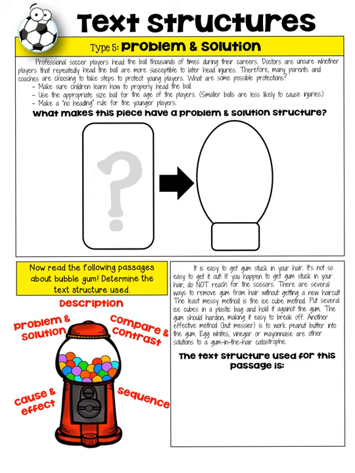Professional soccer players head the ball thousands of times during their careers. Doctors are unsure whether players that repeatedly head the ball are more susceptible to later head injuries. Therefore, many parents and coaches are choosing to take steps to protect young players. What are some possible protections? Make sure children learn how to properly head the ball. Use the appropriate size ball for the age of the players. Smaller balls are less likely to cause injuries. Make a no heading rule for the younger players.